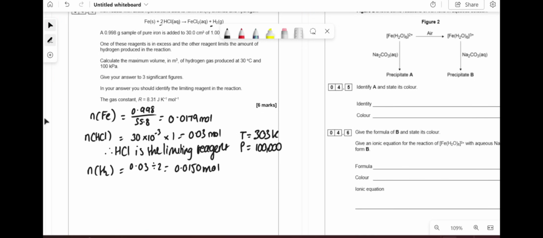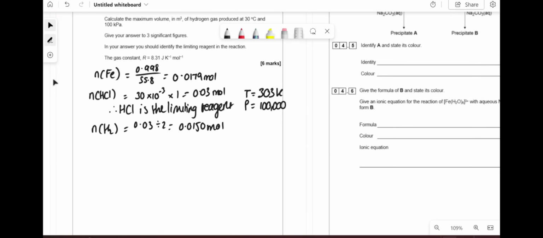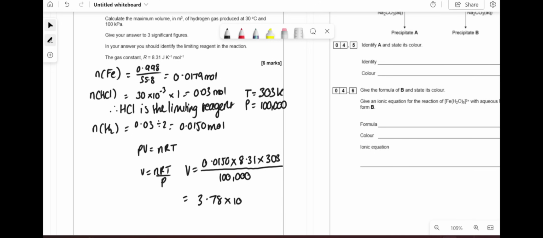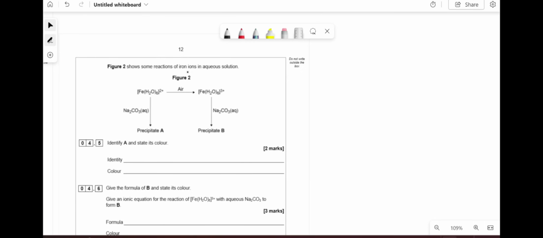And they want us to work out the maximum volume in meters cubed, which is great because the formula actually requires it to be in meters cubed. So pV equals nRT. V equals nRT over p. So V equals the number of moles, which is 0.0150, times R, which is 8.31, times the temperature, which is 303 Kelvin, all divided by the pressure, which is 100,000. If we put that in, we should get 3.78 times 10 to the minus 4 meters cubed. And there you go.